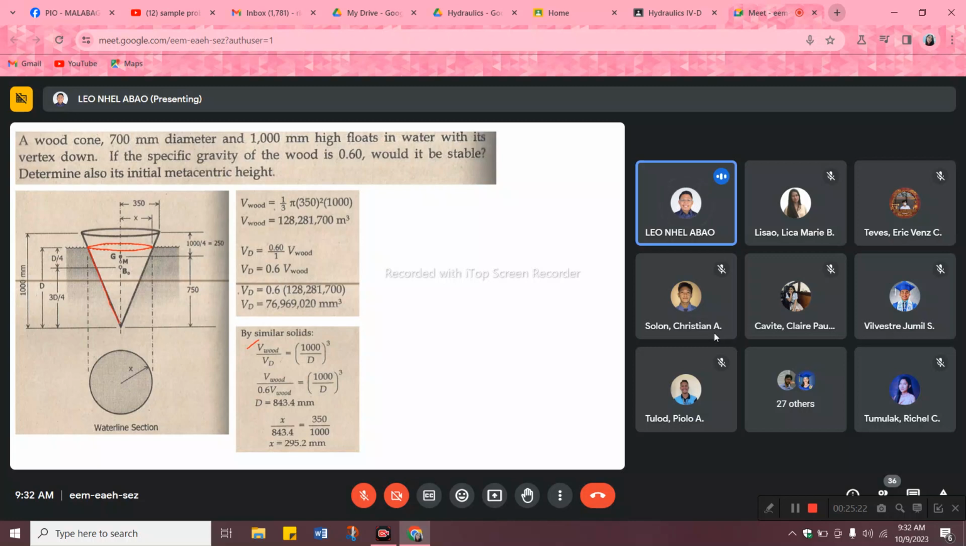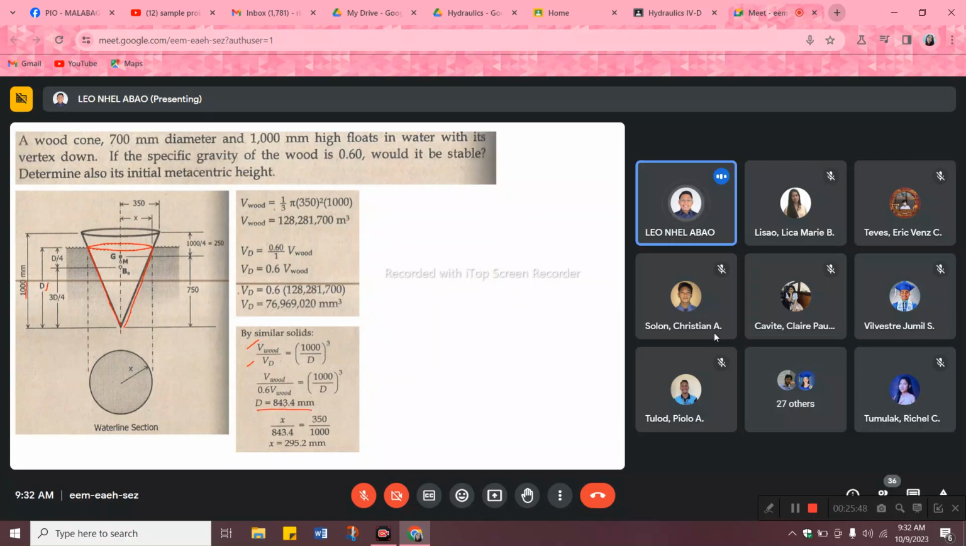This is the submerged part. So VD is equal to 1,000 cubed. Okay, this is its height. And this smaller submerged portion, this is the D. Then we have already obtained our VD, so we can get our draft.